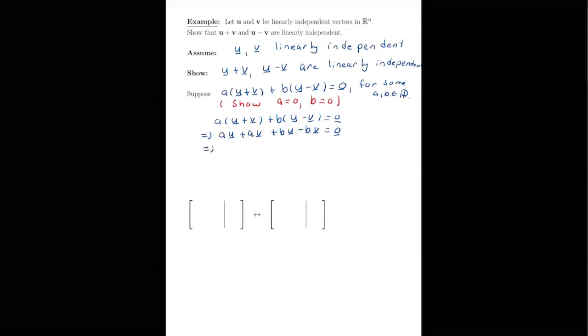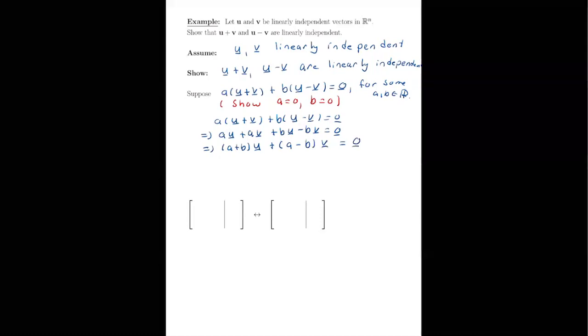So how many copies of u do we have? We have a copies of u plus b copies of u. So that's going to be (a plus b) times u. And then the same thing for v, we have a copies here and negative b copies here. So we have (a minus b) times v, and this is equal to 0.